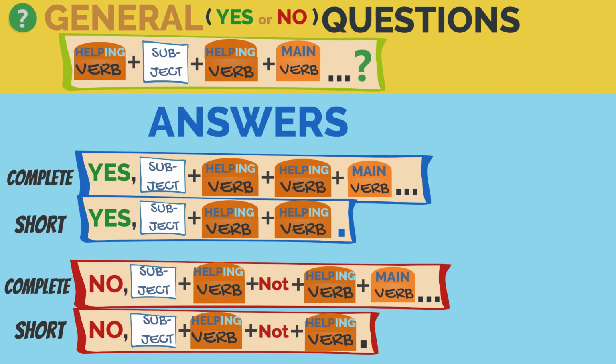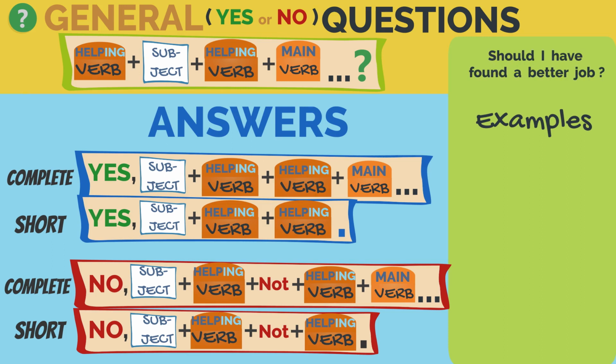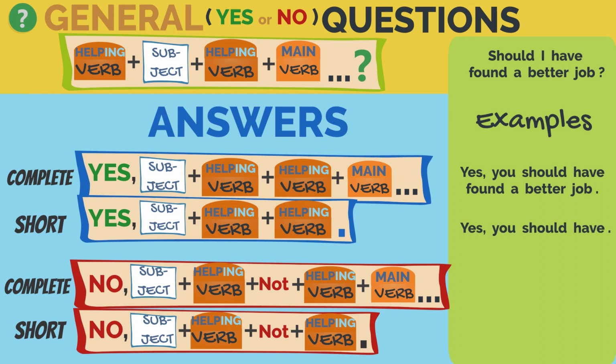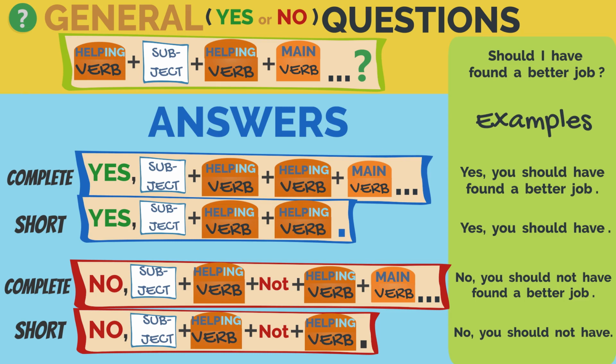Note that if there are two helping verbs in the question, the short answer must contain both. Should I have found a better job? Yes, you should have found a better job. Yes, you should have. No, you should not have found a better job. No, you should not have.